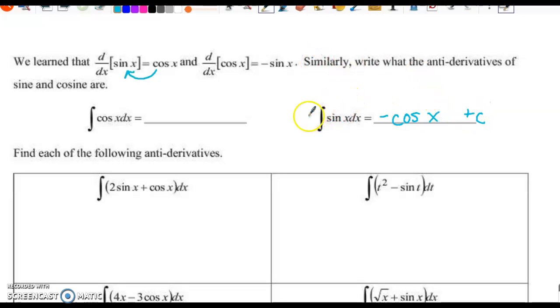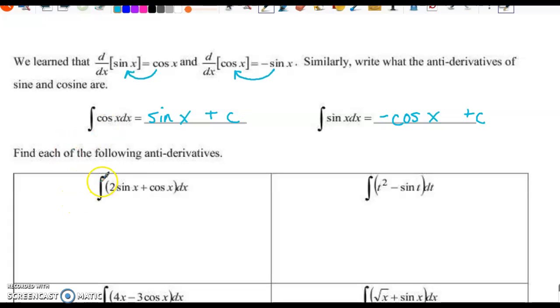But the reason for that is because we're working backwards. And what you can think about is, if I'm working backwards, then I need to divide by -1 over here. So the antiderivative of cosine is actually positive sine. And don't forget about plus c.